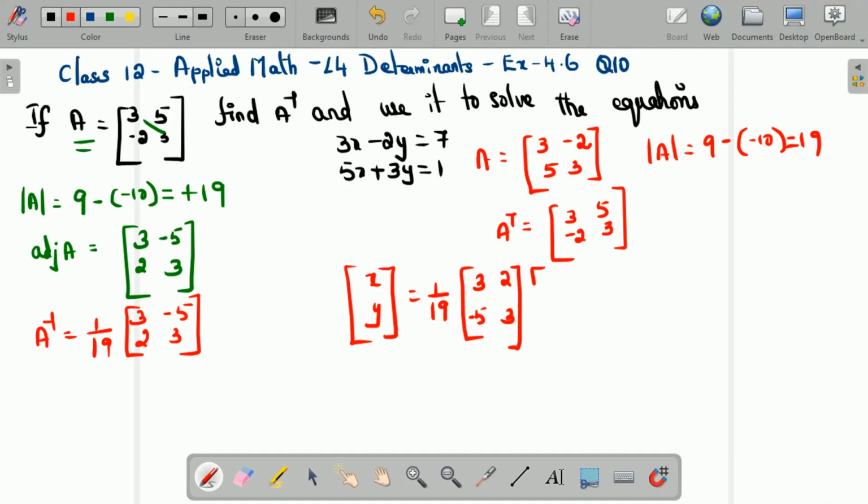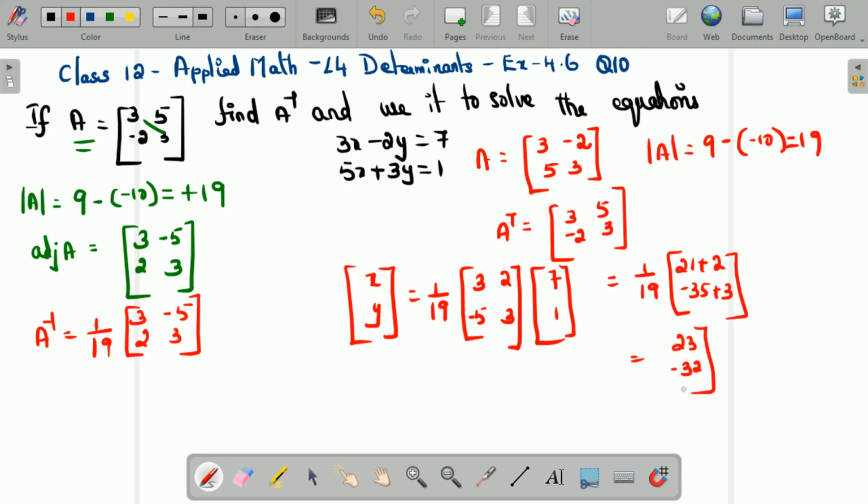So all we need to do is multiply this with 7 and 1. So let's do the multiplication. So 1 by 19 into, in this case it is 21 plus 2 and minus 35 plus 3. So if you simplify, this is 23 and this is minus 32. You have a 1 by 19 outside. So this means x is equal to 23 by 19, and y is going to be equal to minus 32 by 19.